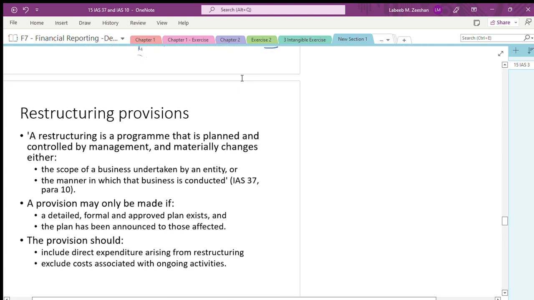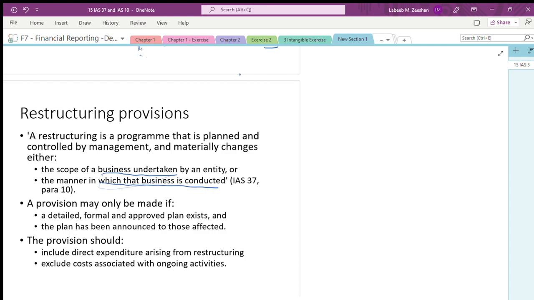Restructuring provision: how can we change the provision? We can change the provision. A restructuring is a program that is planned and controlled by management and materially changes the scope of business, or the manner in which business is conducted.